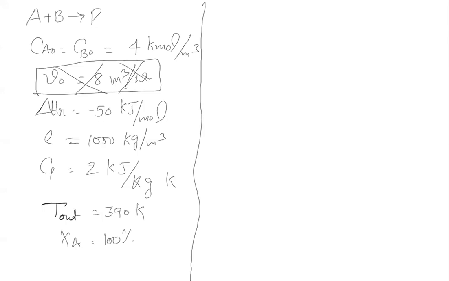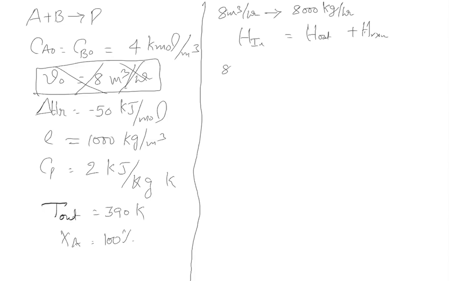So how do you write the balance here? Since 8 meter cube is there, I am going to take the basis 8 meter cube, which corresponds to what is the kg flow rate? 8000 kg per hour. So enthalpy in is equal to enthalpy out plus enthalpy of reaction.